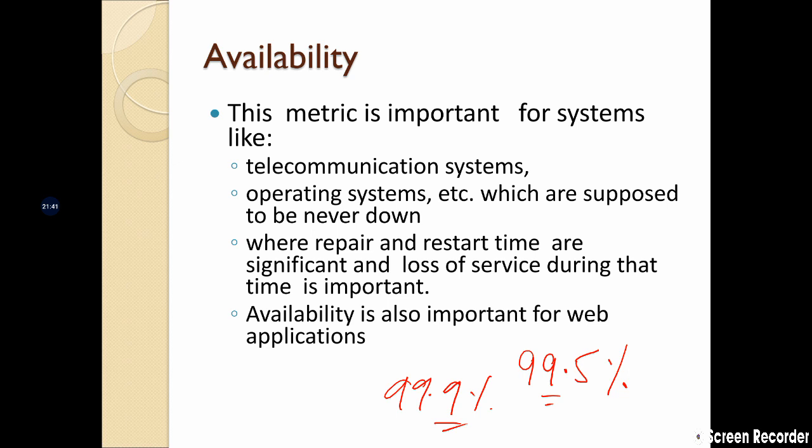So availability is an important metric for web-based systems, telecommunication systems, and operating systems on servers which are not supposed to be shut down ever. For example, banking transactions happen across 24/7, or for example, ticket booking, airline booking. So these kinds of systems need a very high availability. The higher the availability number, the better the system is. So this chapter has only this much.